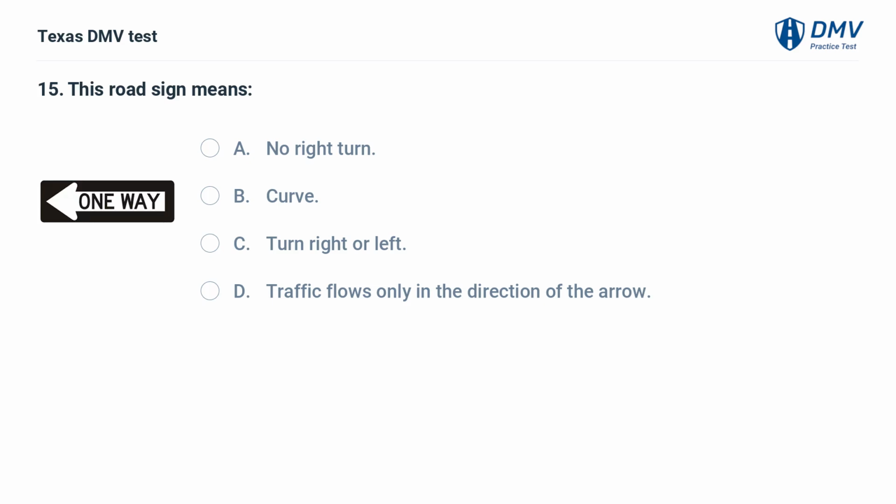This road sign means A. No right turn. B. Curve. C. Turn right or left. D. Traffic flows only in the direction of the arrow.